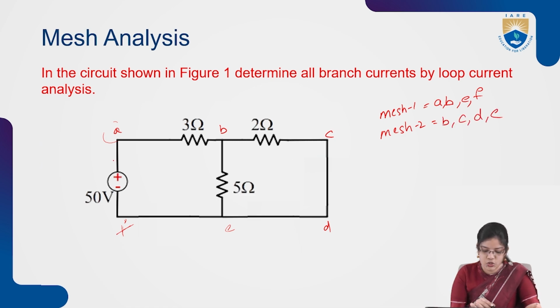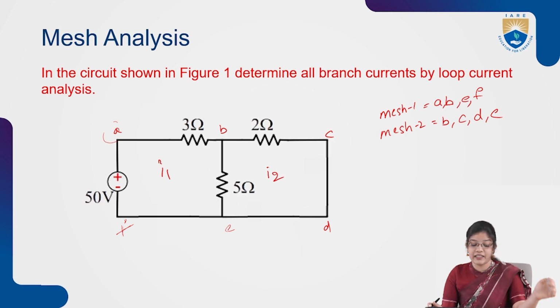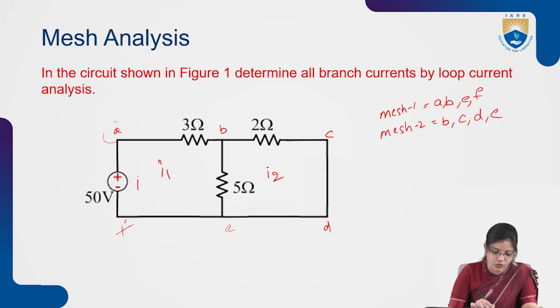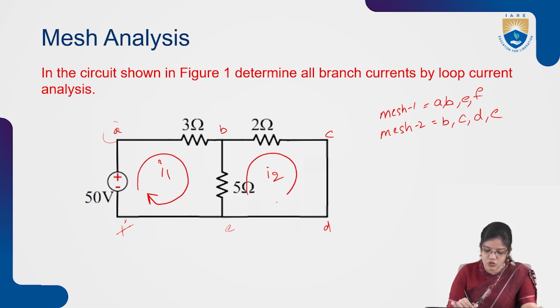Here is mesh 1, which I am denoting as I1, and here is mesh 2, which I am denoting as I2. For calculating the mesh currents, first we have to take the direction of the currents. The direction may be clockwise or anti-clockwise, but mostly it is taken as clockwise. So first we represent the direction of the current. Taking it this way, the direction will be clockwise, and the current is flowing from negative to positive.